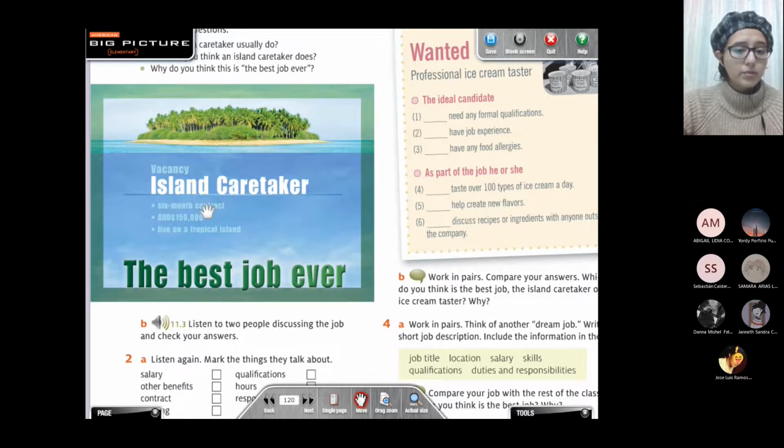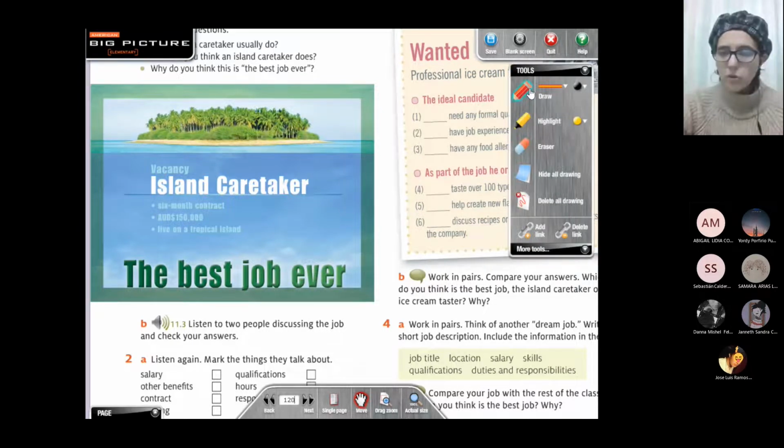Six-month contract. You're going to be paid 150,000 Australian dollars, right? This is not American dollars, but Australian dollars. And you're going to live on a tropical island. This is the best job ever. And here I'm going to make emphasis on the pronunciation: island. Sí, aquí se escribe con la S, pero olvídense para pronunciar la S. We're going to say island.